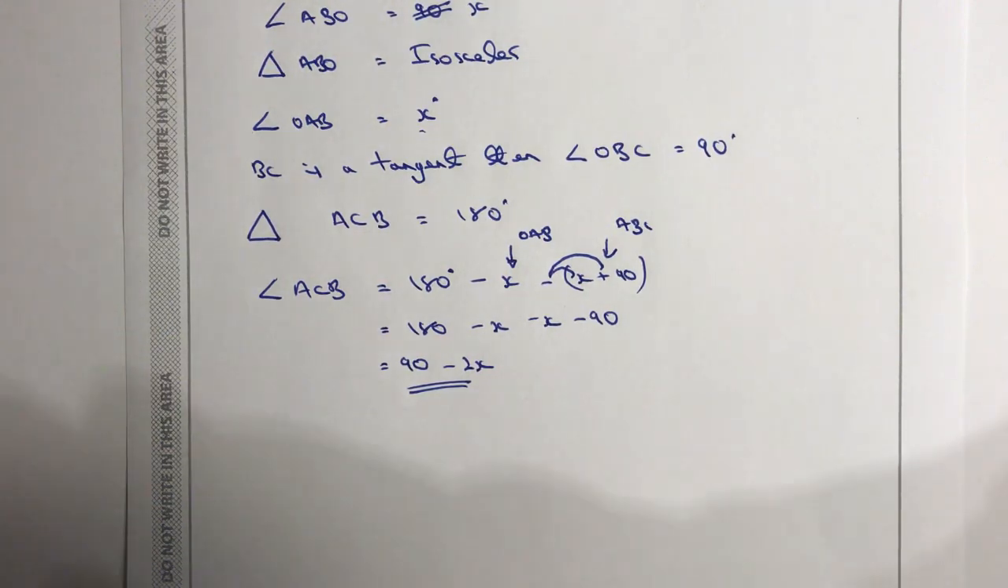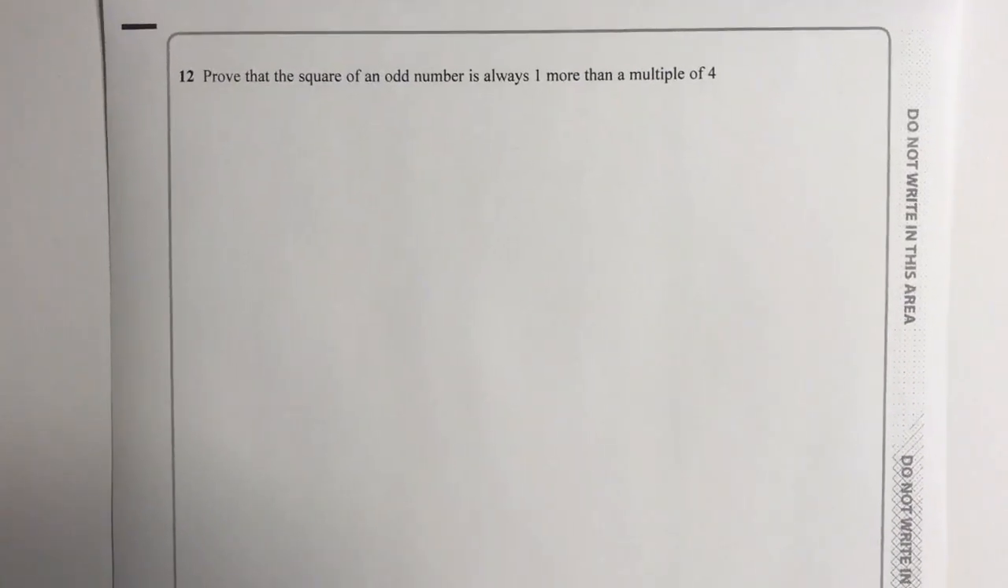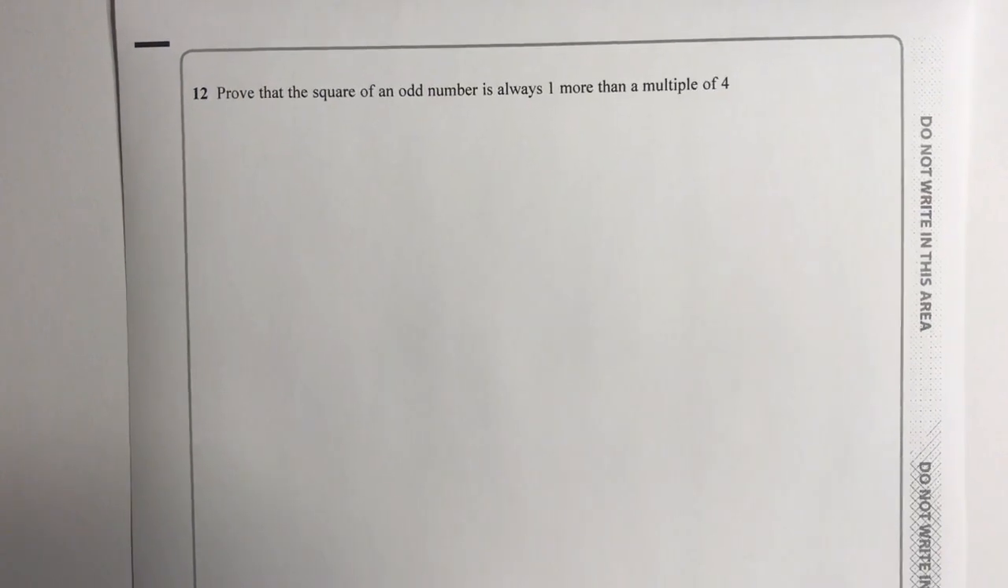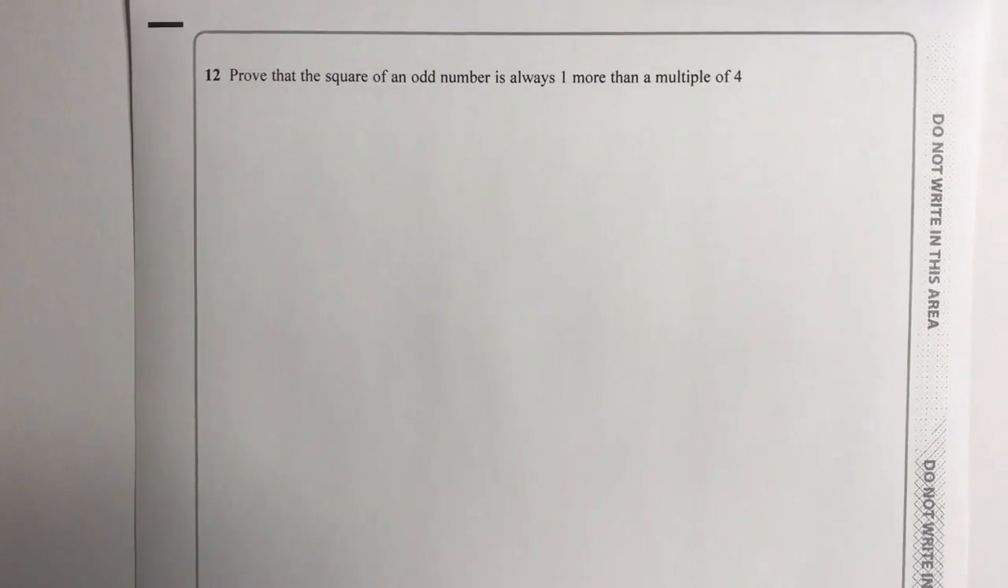Okay, so let's move on then to question number 12. In question number 12, we've got some algebra proof. It says prove that the square of an odd number is always one more than a multiple of 4. Well, what you could do is for every odd number, you could run that through one of these, and you could prove it for maybe 3 or 4 odd numbers before you ran out of time.